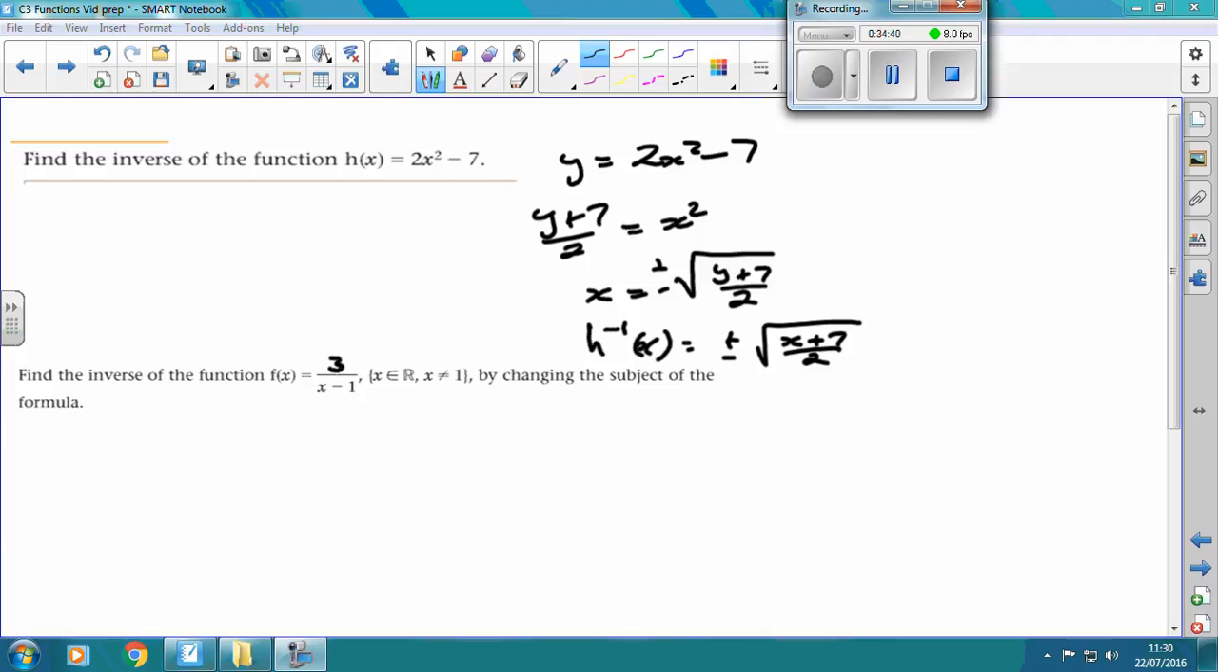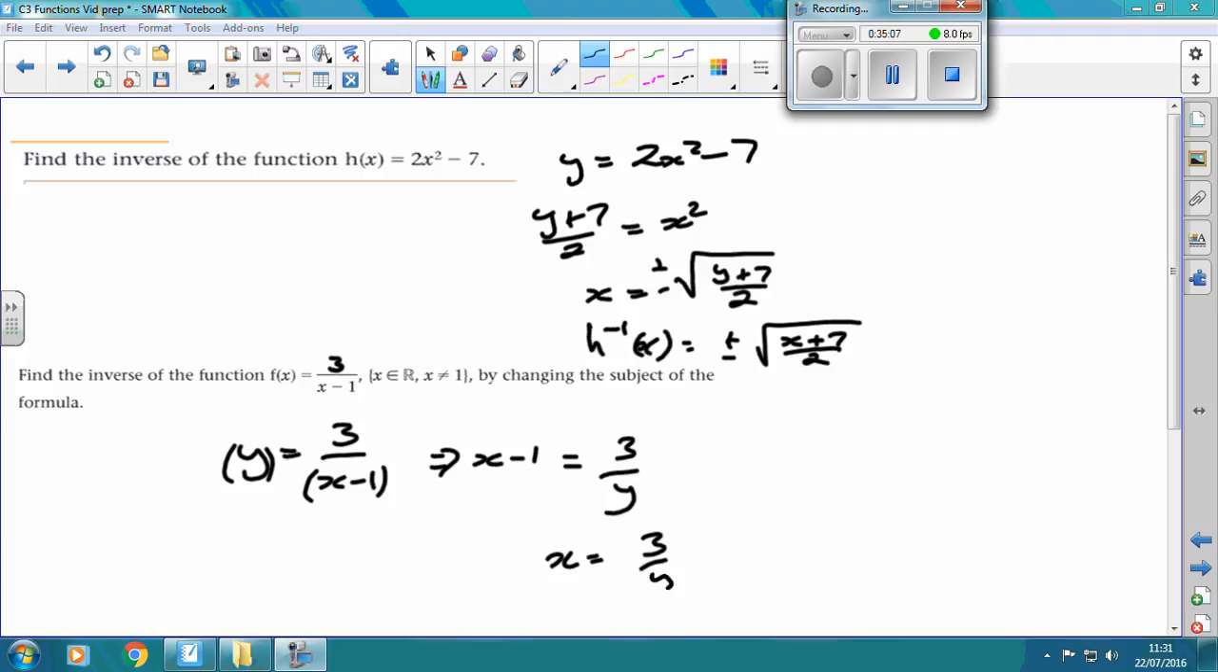Find the inverse of the function. That again should be 3 over x minus 1 by changing the subject of the formula. So if we write it as y equals 3 over x minus 1, first thing I'm going to do is bring this up, and then we can swap it with that one there. So we've got x minus 1 equals 3 over y, and then we add 1. So x equals 3 over y plus 1.